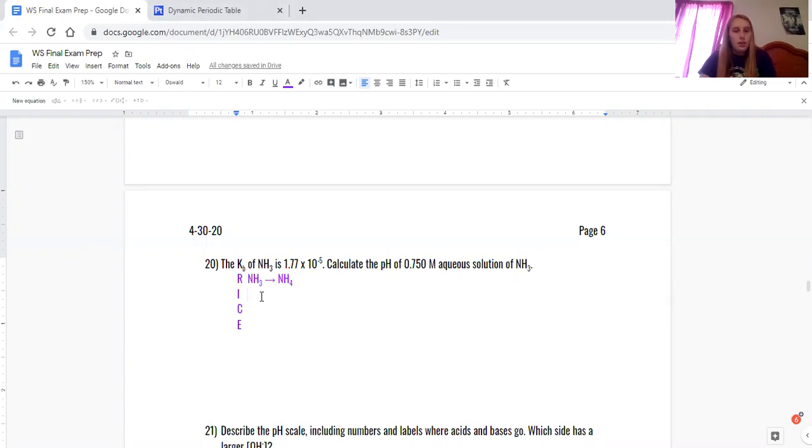So we're going to end up with this here, NH4 plus and OH minus. Sweet. Our NH3, we start out with 0.750 molar. And we don't know how much we start with of these others, so we just assume it's 0. Then over here, we're going to decrease that by x, and we're going to add x to both of these sides for our change.